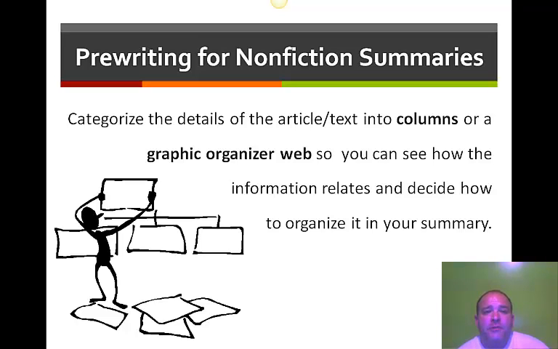Alright, when pre-writing for nonfiction summaries, it's a good idea to categorize the details of the article into columns. You could use a graphic web organizer. You can see how the information relates and decide how to organize it into your summary. So you can break it down by chronological order and put it in proper time order.